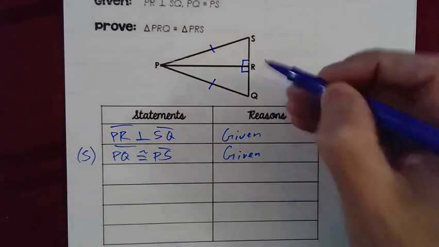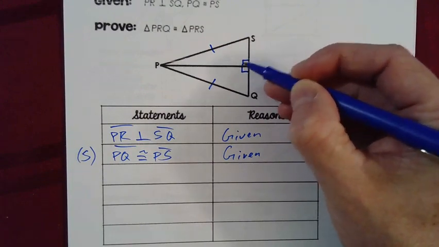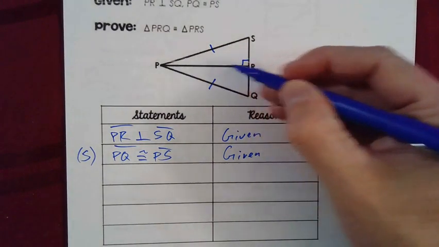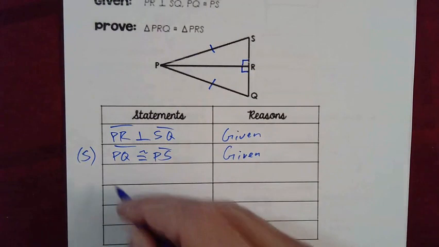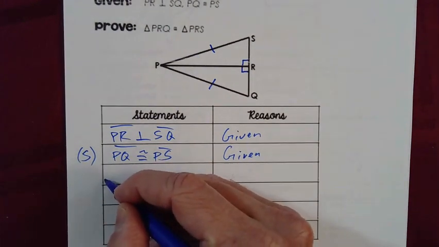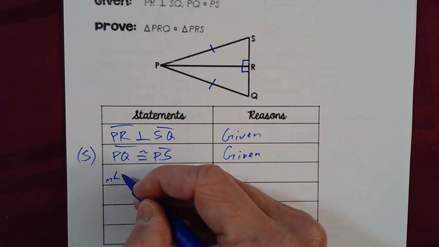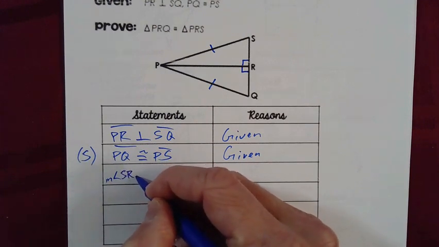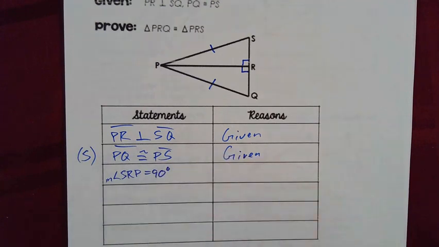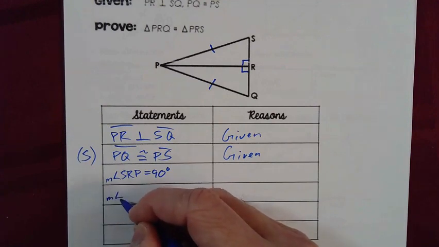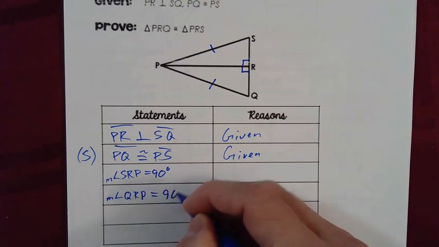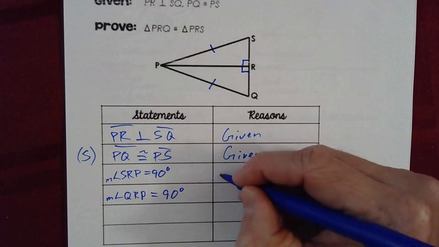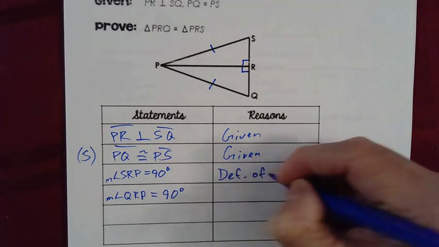So first thing I'm going to do is think about why did they tell me that this was perpendicular? Why does that matter? Well, if this segment is perpendicular to that segment, that means these are right angles. That means that the measure of angle SRP is 90 degrees. And I'll say the same thing about the other one. The measure of angle QRP is 90 degrees. And how do I know that? I'm going to go with something like the definition of perpendicular.